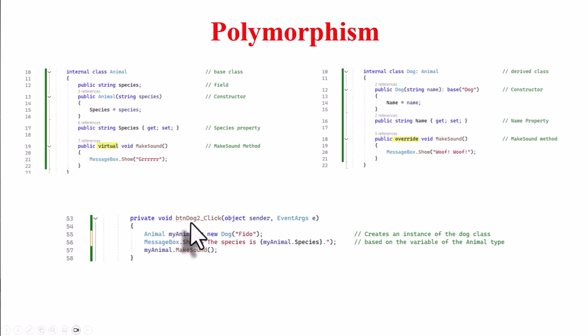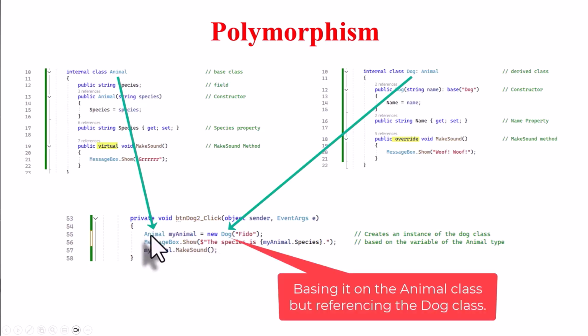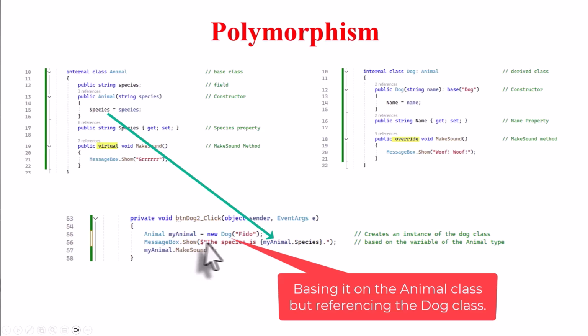We're going to create a button dog 2 here. And we're going to have animal my animal equals new dog. So we're going to create a my animal instance based on the new dog Fido. So instead of having my dog in here, we're going to have my animal. And we're using animal here as the class we're going to be actually basing it on. The message box shows the species, my animal species, and it makes sound.